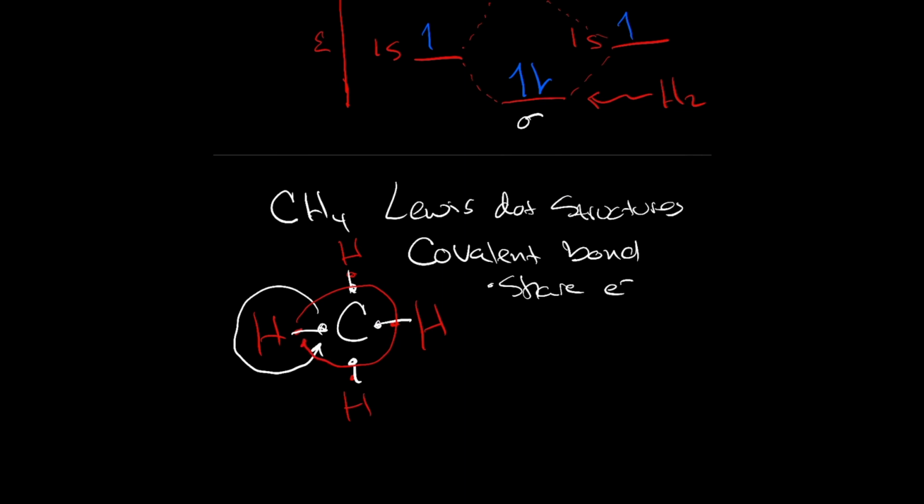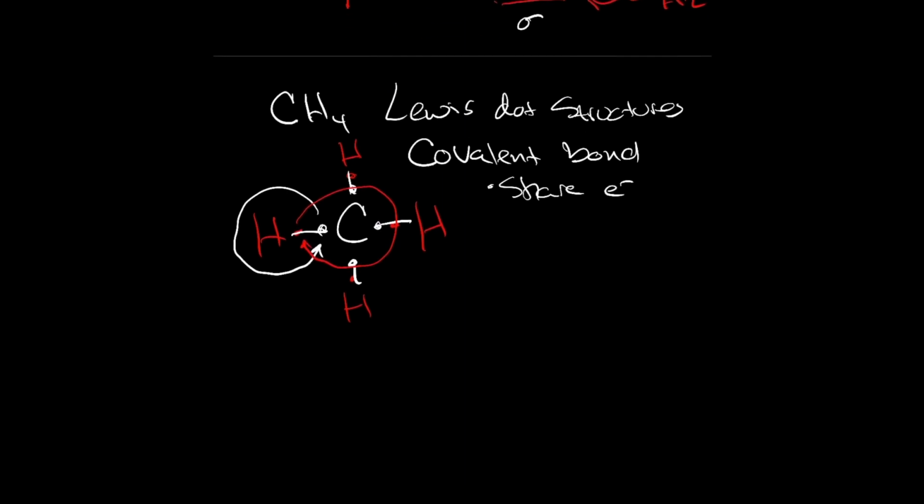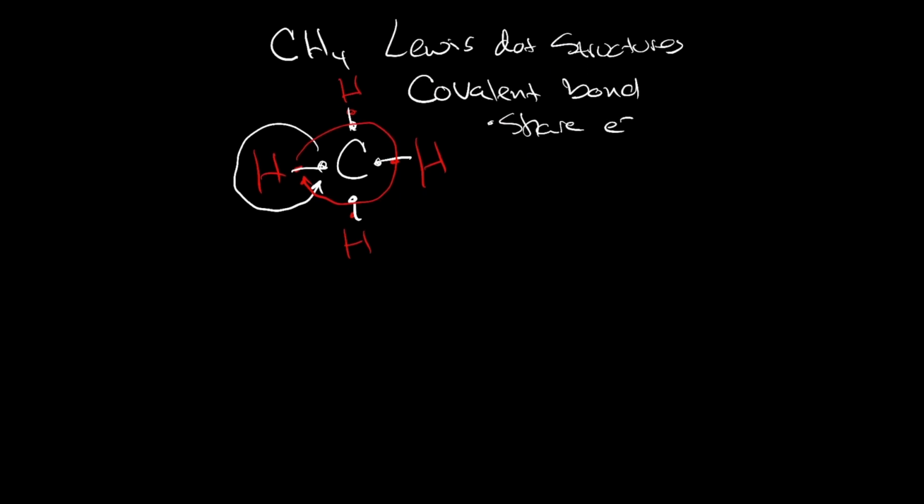Okay, so these Lewis dot structures are kind of helpful. They sort of help you depict how to make a connected molecule. Now, let's get something a little bit more complicated. Okay, let's do C2H6. All right, that's a bit more complicated.